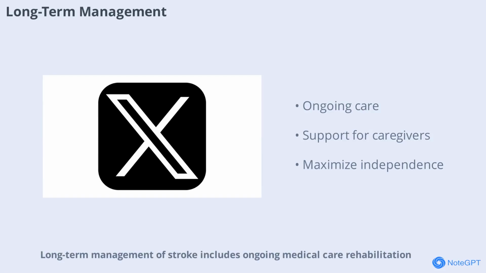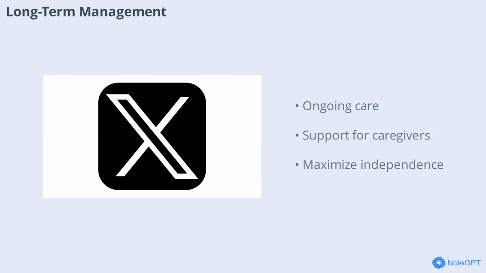Long-term management of stroke includes ongoing medical care, rehabilitation, and support for both patients and caregivers. Regular monitoring of risk factors, medication adjustments, and participation in support groups can help patients adapt to life after stroke. The goal is to maintain health, prevent complications, and maximize independence.